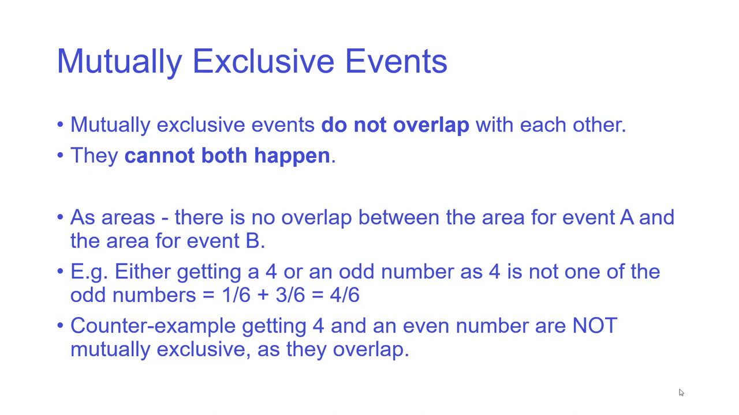Now, if I want to figure out the probability of getting a 3 or an even number, then I add up the probability of all the even numbers, which is 1/2, plus the probability of getting a 3, which is 1/6, so that's 4/6. Now, a counterexample is 4 and an even number. These are not mutually exclusive. 4 is a member of the set of even numbers, so they would overlap with each other. And they're not mutually exclusive.